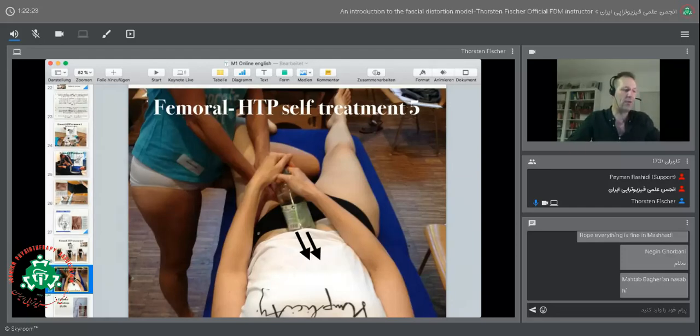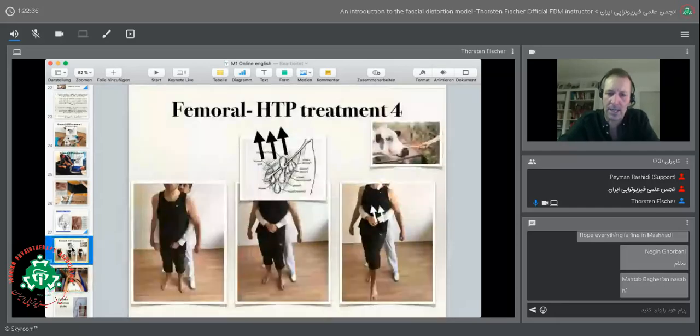Yeah, the point of pull is above the inguinal ligament. I will show you this picture again here. I made the arrows above the inguinal ligament. You see, the HDP is under the inguinal ligament, and we just push it from above.